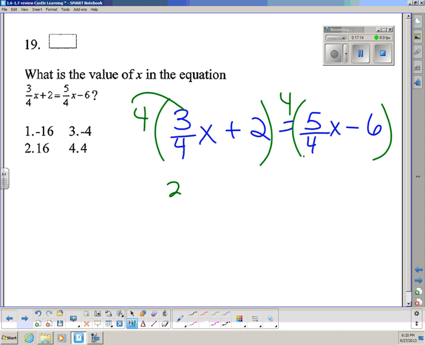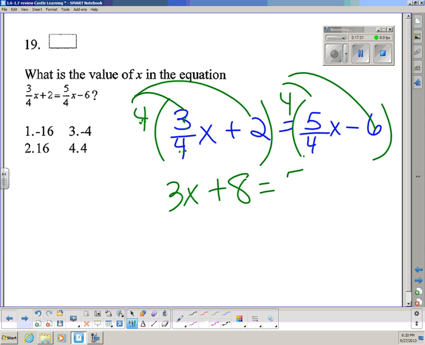4 times 3 over 4 is 3. 4 divided by 4 is 1, times 3 is 3. If you do math, divide, then multiply. Or you can multiply and then divide. 4 times 3 is 12. 12 divided by 4 is 3. Plus 4 times 2 is 8, equals, same thing, distributing the 4.